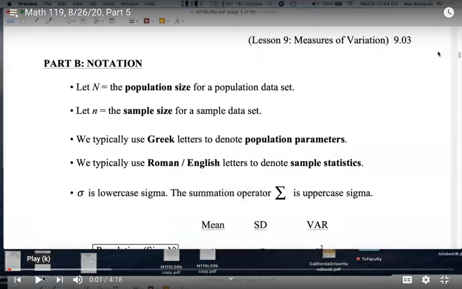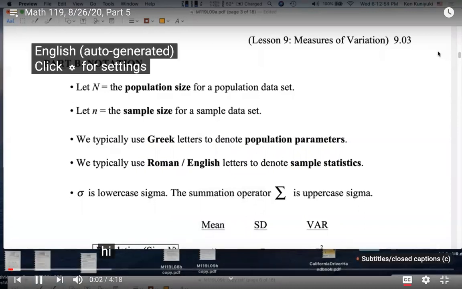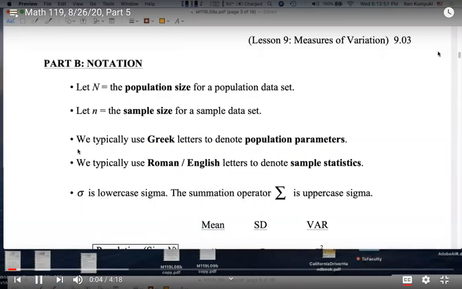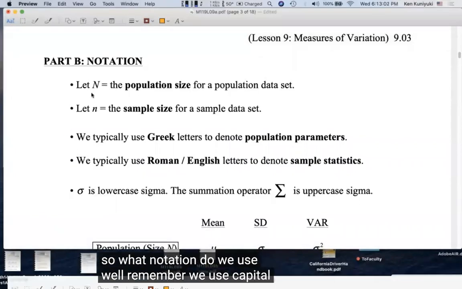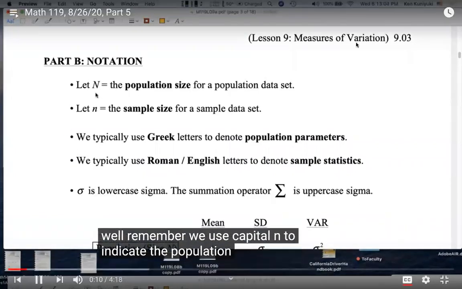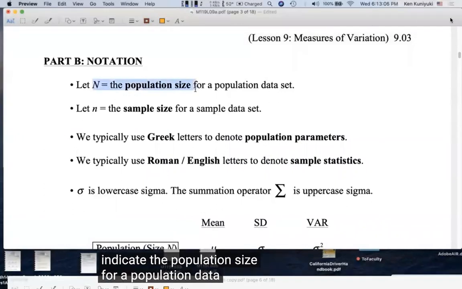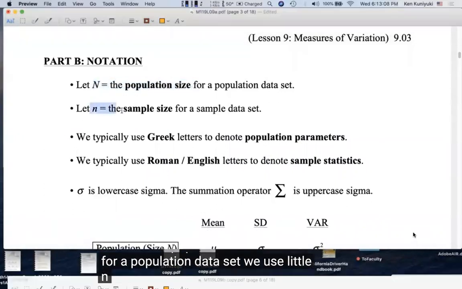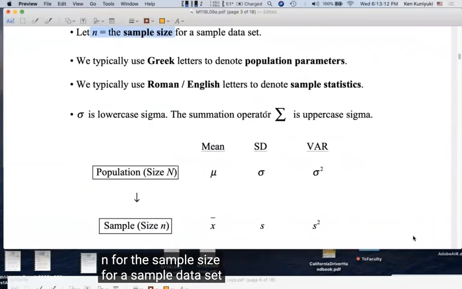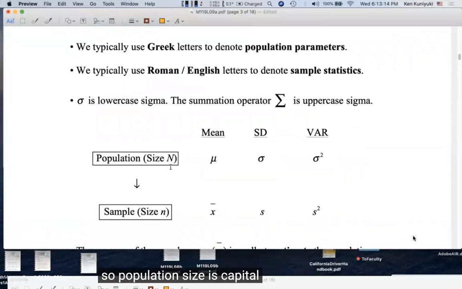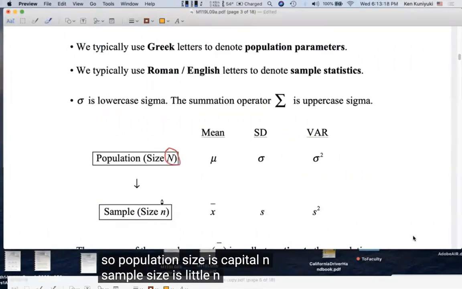All right. So let's talk about some notation, which is a bit drier, I admit. Hi, everyone. So what notation do we use? Well, remember, we use capital N to indicate the population size for a population data set. We use little n for the sample size for a sample data set. So population size is capital N. Sample size is little n.